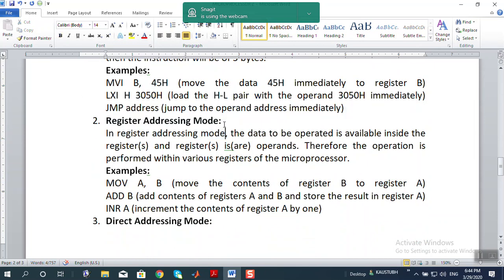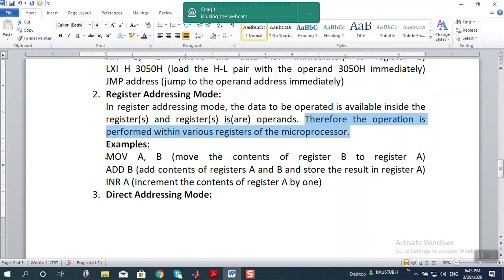Register addressing mode means the data to be operated on should already be there in one of the registers, and the register where your data resides is given along with the instruction. That is register addressing mode. In register addressing mode, the data to be operated on is available inside a register or registers, more than one, and these are the operands, specified along with the instruction. Therefore, the operation is performed within the various registers of the microprocessor.